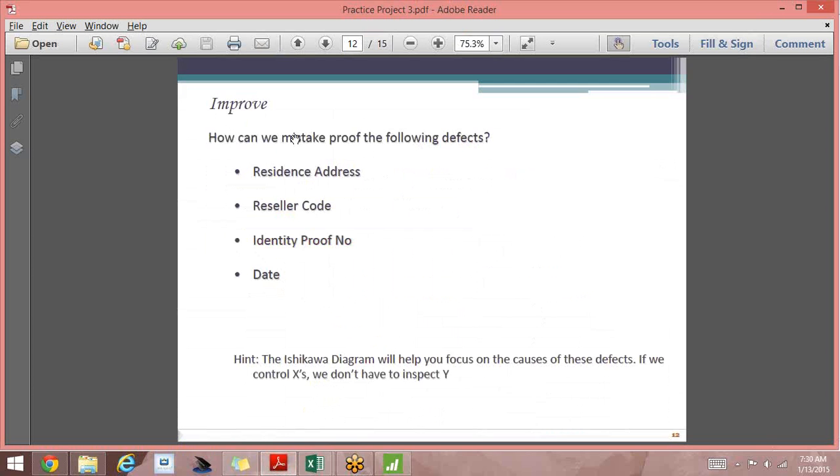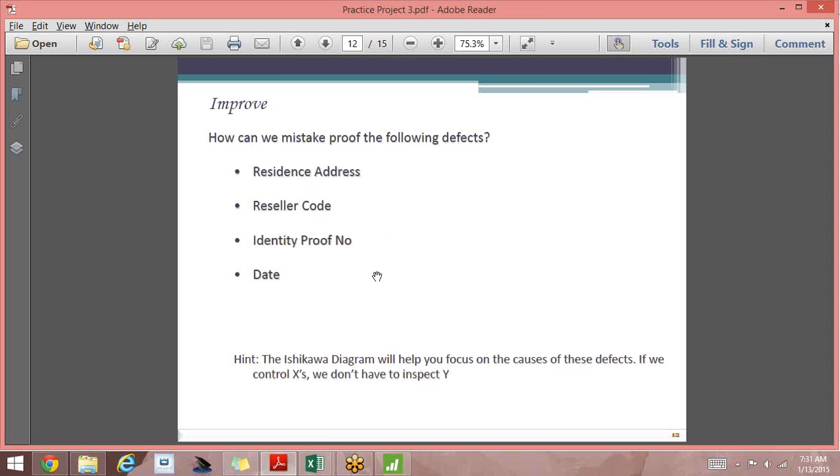Whenever you're improving, the first thing is we have to look into whether we can mistake proof something or not. For example, customer application form, maybe I can provide an online application to my salespeople who will come with their tablet to my home. Only if I enter the residence address, they'll be able to go to the next field. Only if I enter the identity proof number, they'll be able to submit the application online. If I put those kind of restrictions, it is mistake proofing only. So what you have to do is first check whether you can mistake proof these critical inputs or not.